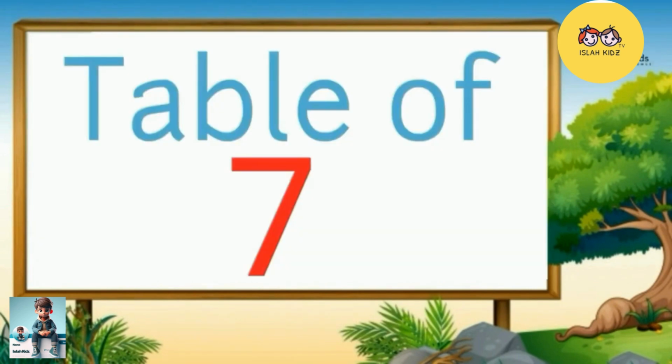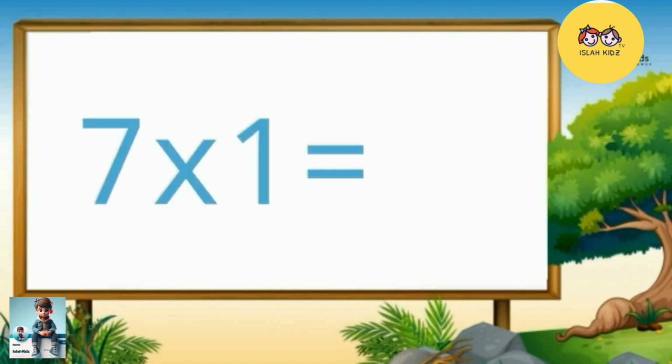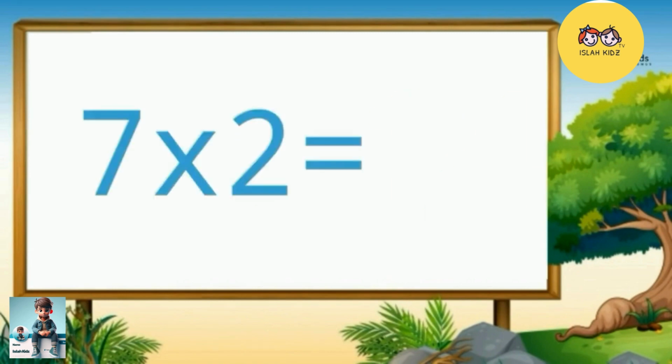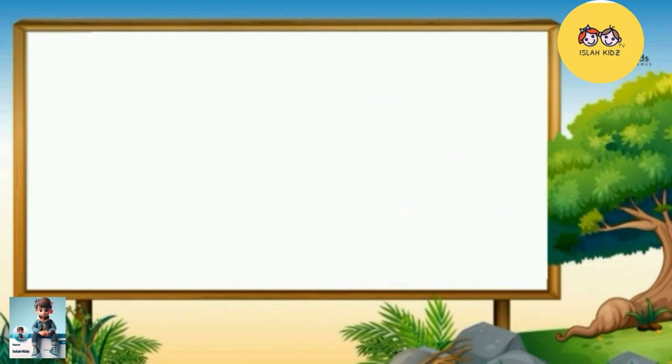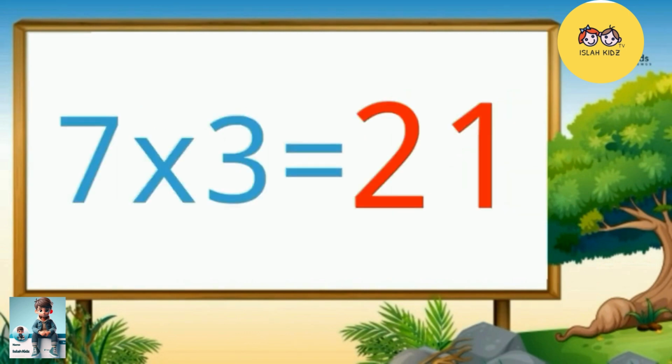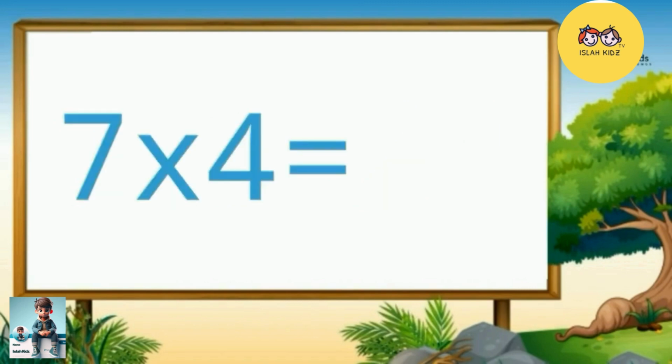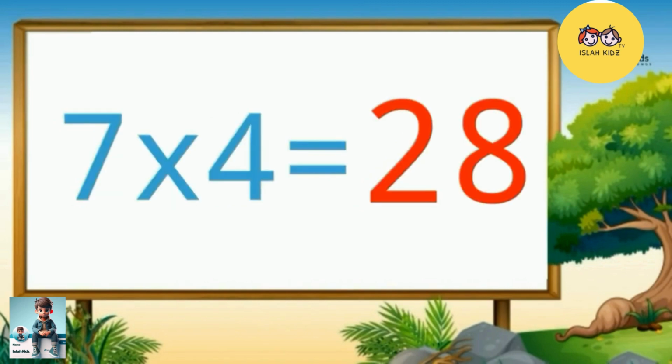Table of 7. 7 ones are 7. 7 twos are 14. 7 threes are 21. 7 fours are 28.